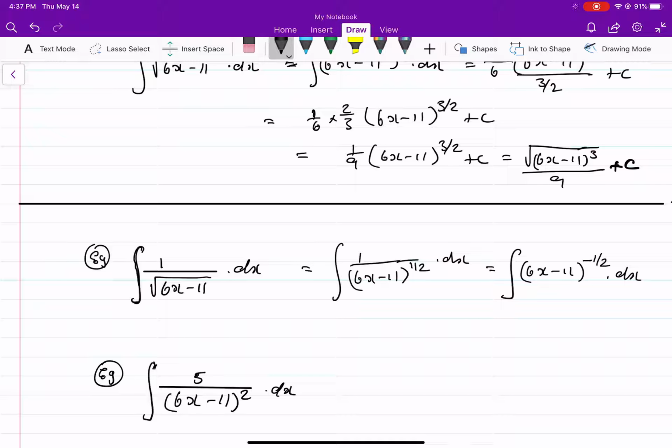Again, go through your checklist. F of x is linear. 6x minus 11 is linear. N is not minus 1. I'm allowed to apply that rule. It will be 1 upon f prime, which is 1 upon 6, times the function 6x minus 11 to the power minus a half plus 1, which is a half, divided by a half, plus c.